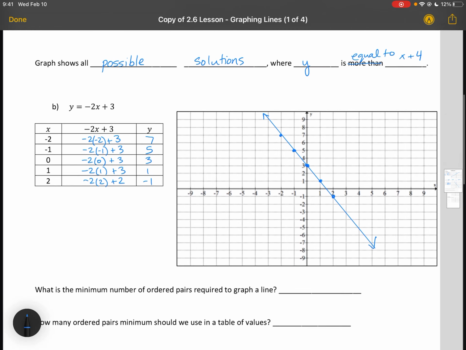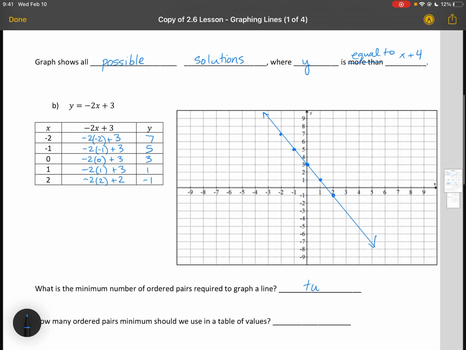So in order to represent a line, I actually only need 2 ordered pairs to graph a line. But in a table of values, you should use a minimum of 5 to make sure that your trend is actually a line.